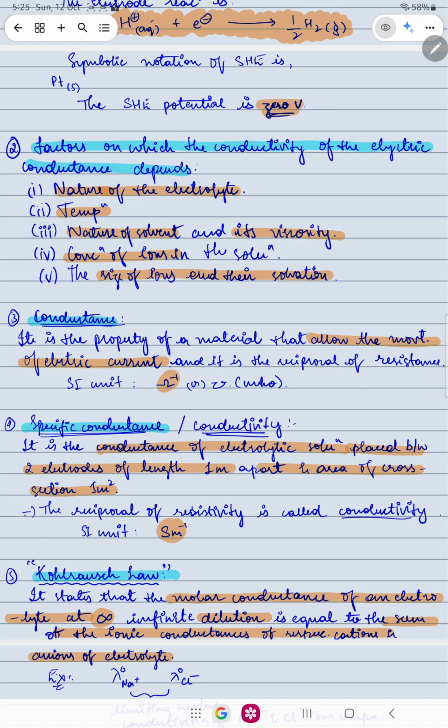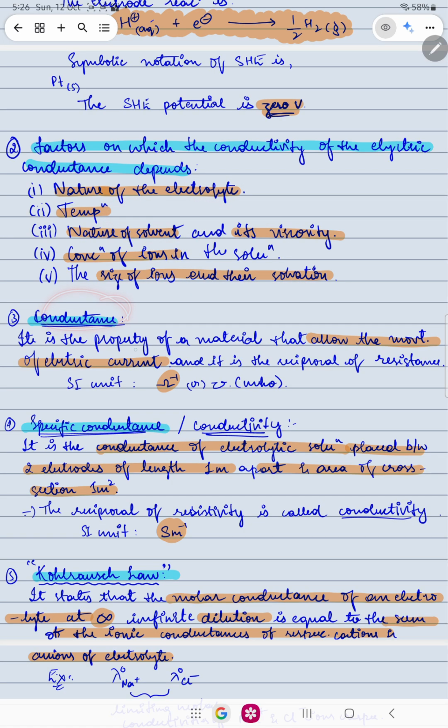Now the next question is what are the factors on which conductivity or electric conductance depends? It depends on nature of electrolyte, temperature, nature of solvent and its viscosity, concentration of ions, and size of ions and their solvation.